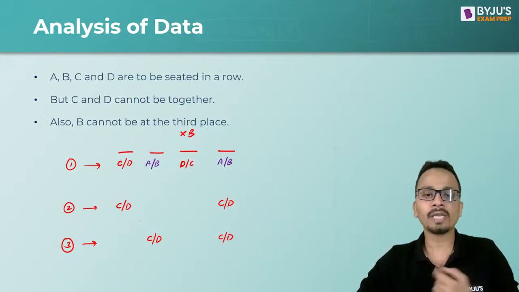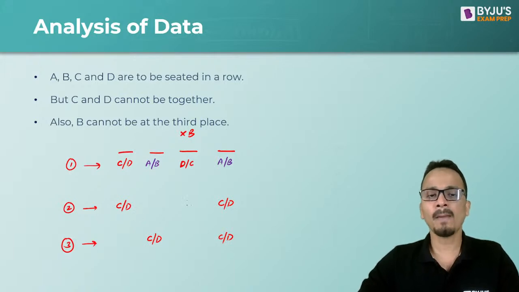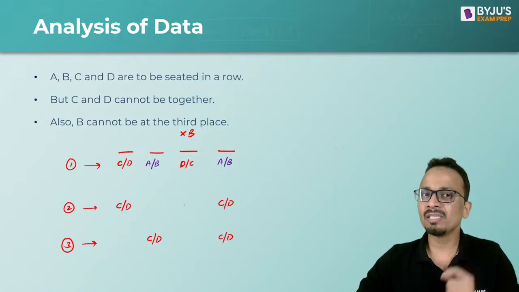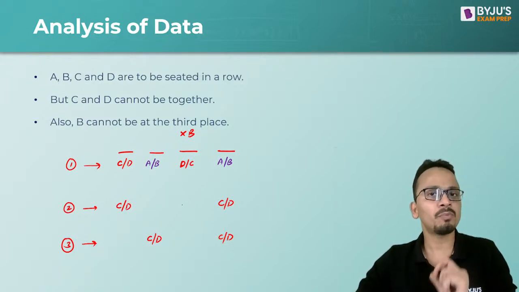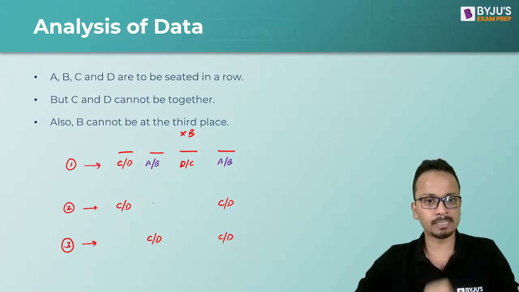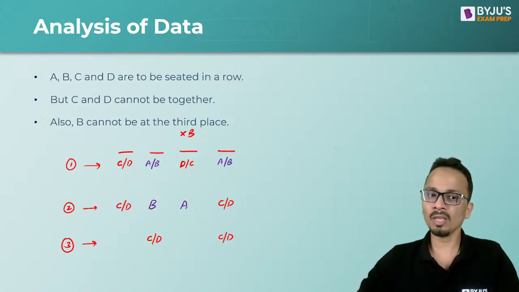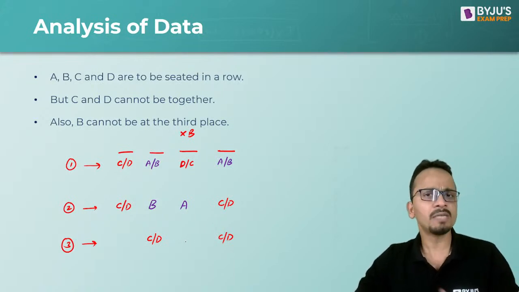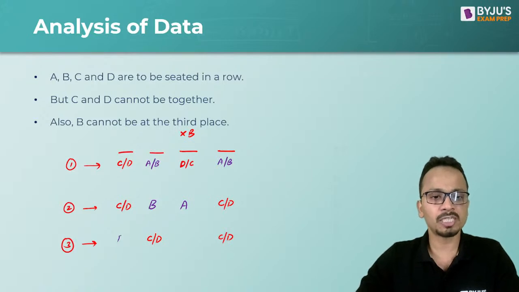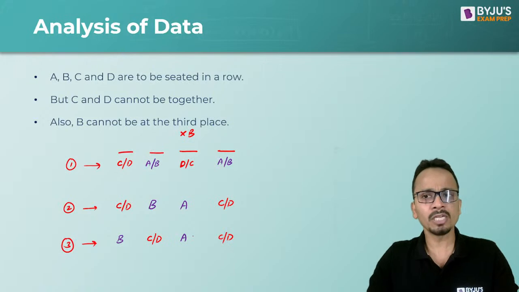Now moving on to case number 2. B cannot come at chair number 3, so the only vacant chair left where B can be seated is chair number 2. So B will be placed here and A will come here. Lastly, case number 3, again the same thing will happen. Chair number 3 is vacant but B cannot sit there, so B will sit at chair number 1 and A will sit at chair number 3. These are all the different possibilities that may arise.